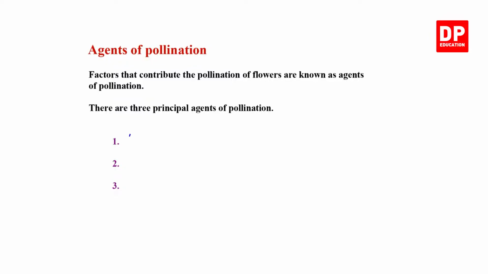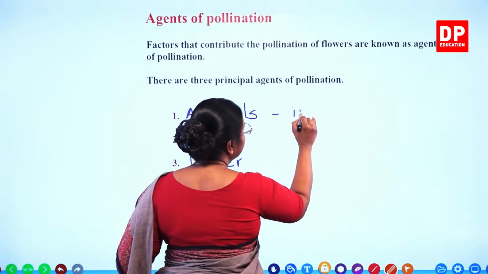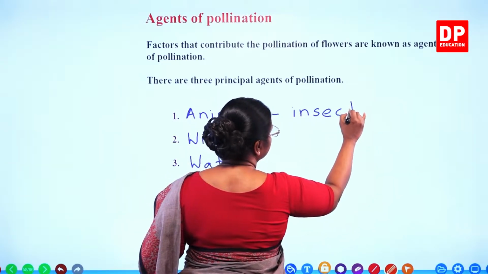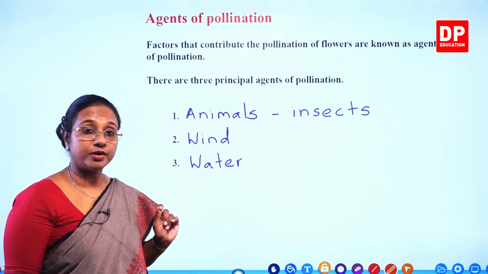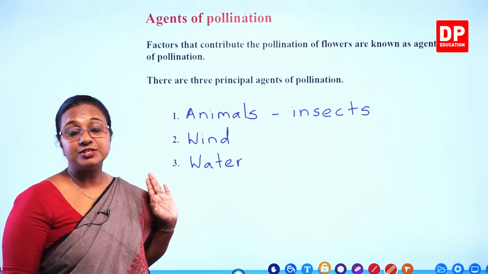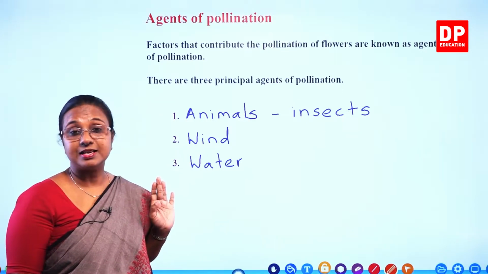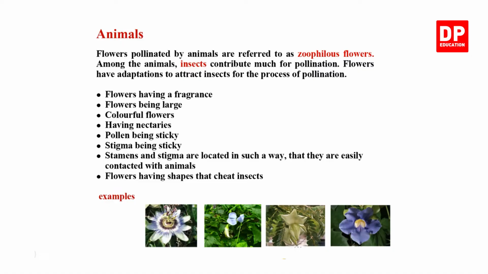That is animals, then there is wind and water. So, animals, especially insects, can contribute to pollination. Then there is wind and water. So, these are the three agents of pollination. Now, we will discuss them one by one.